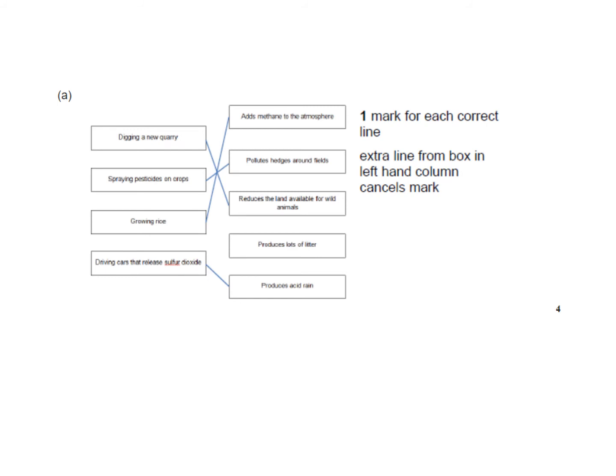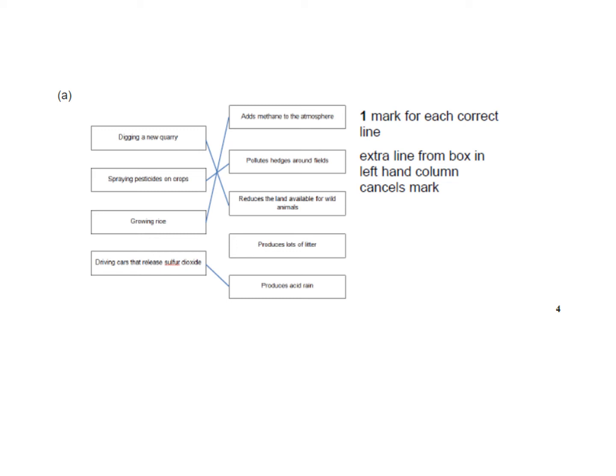So this is our answers here. Digging a new quarry would reduce the land available for wild animals. Spraying pesticides on crops pollutes hedges around fields. Growing rice is actually bad for the environment because it adds methane to the atmosphere. And driving cars, releasing sulfur dioxide, produces acid rain.